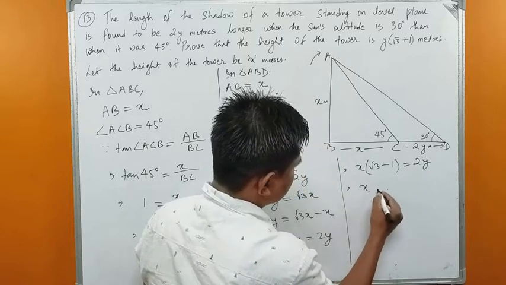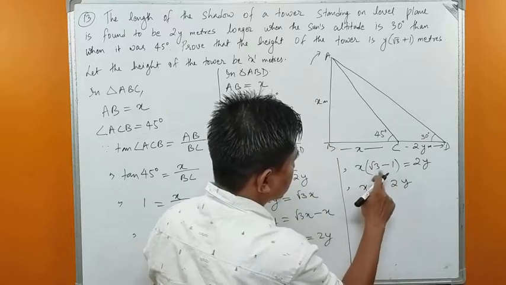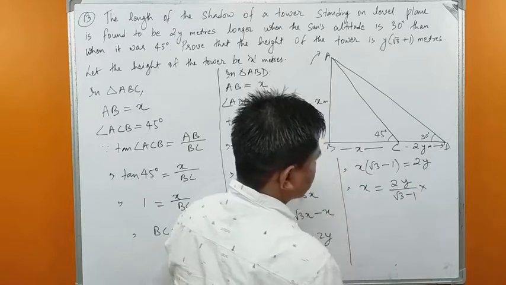Or x equals 2y is already on the right-hand side. So let us cross multiply this. Root 3 minus 1 goes to the denominator. Root 3 minus 1. Let us rationalize this.